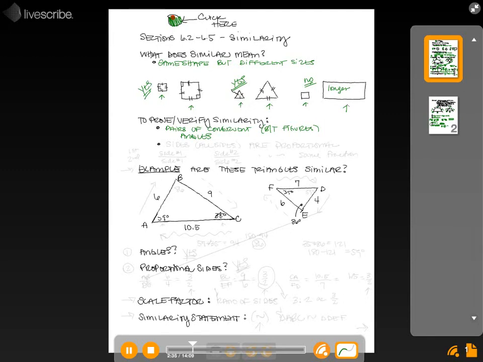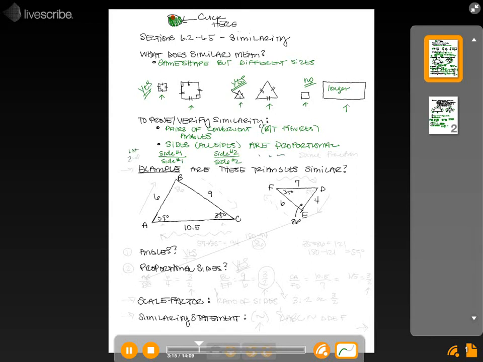The second thing is that all sides are proportional. And what that means is that you'll take side number 1 of the first figure and put it over side number 1 of the second figure. And then you'll take side number 2 of the first figure and put it over side number 2 of the second figure. And you continue to do this.